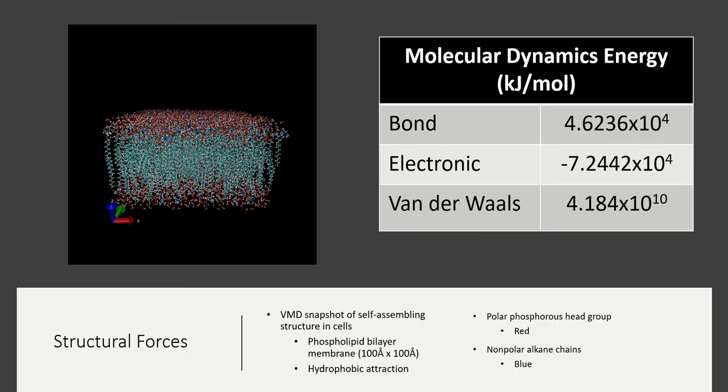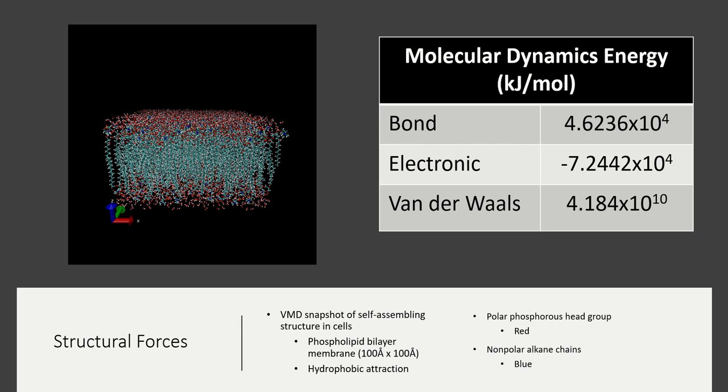This is a VMD rendering of a phospholipid bilayer membrane present in almost all biological cells. This membrane was generated to be 100 by 100 angstroms, containing over 50,000 atoms. The red top and bottom layers, referred to as the membrane heads, are polar with phosphorus atoms. The middle region is comprised of fatty acid alkane chains. These chains display a tremendous amount of hydrophobic attraction with each other. This self-assembled membrane reveals the magnitudes of energy found in structural forces.